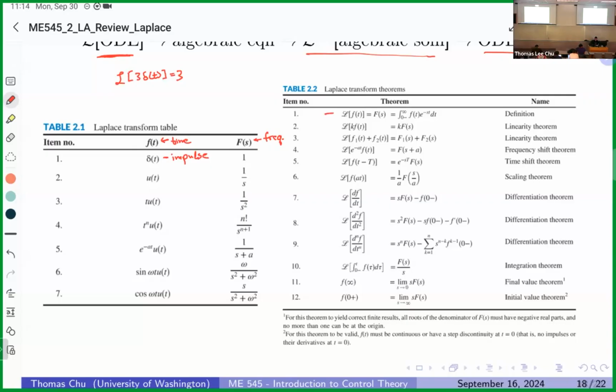If you look at property 2 here, if we take a Laplace transform of a constant multiplied by something in the time domain, it's going to be that constant multiplied by F of s in the frequency domain. So this is using property 2.